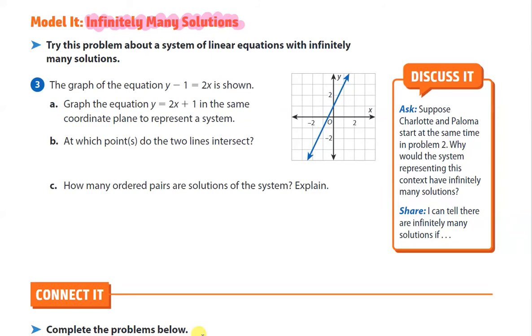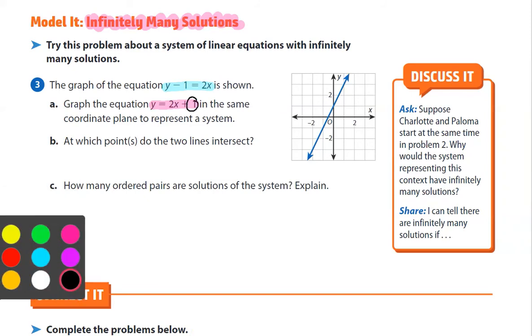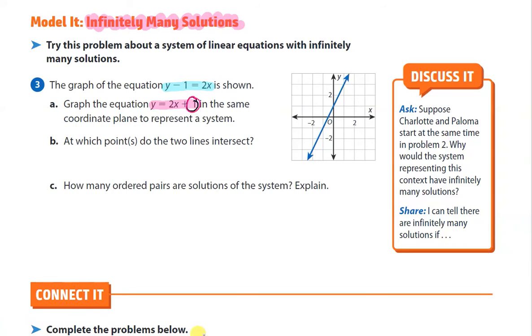Okay, so now we've got the graph of the equation right here. That's already on there. And now it says to also graph the equation right here on the same coordinate plane to represent a system of equations, more than one equation. Okay, so our y-intercept is +1, and our slope is 2. So I'm going to rise by 2, and my run is 1, because 2 is the same thing as 2 over 1.